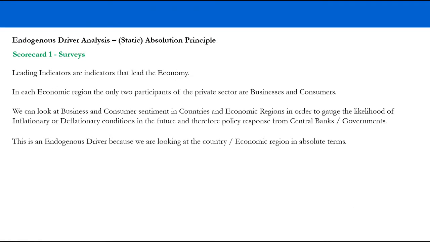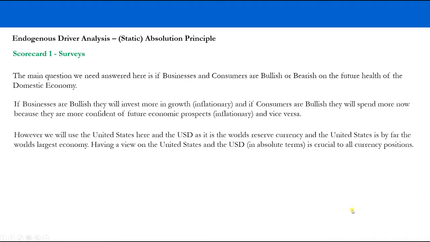So let's build into our major example here. And with surveys, the main question that we need answered all the time is if businesses and consumers are bullish or bearish on the future health of the domestic economy. So if businesses are bullish, they're obviously going to invest more in growth, and this is inflationary. And if consumers are bullish, they're going to spend more now because they are more confident of their future economic prospects, and that's inflationary. And if the opposite occurs, then obviously we have deflationary predictions.